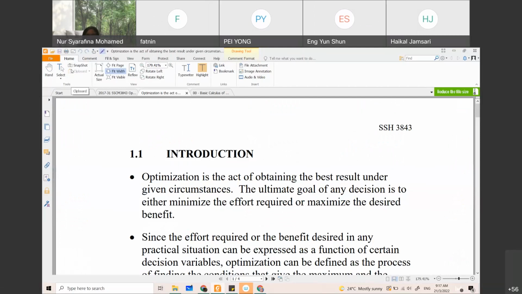Anyone? This is just a definition of the optimization, but have you heard about this before? What is optimization?